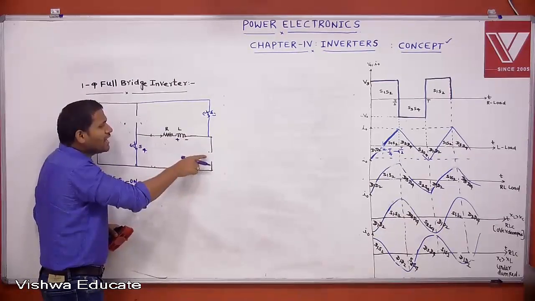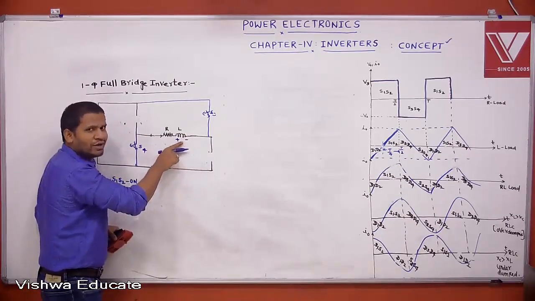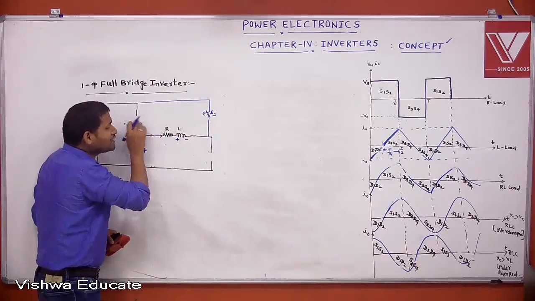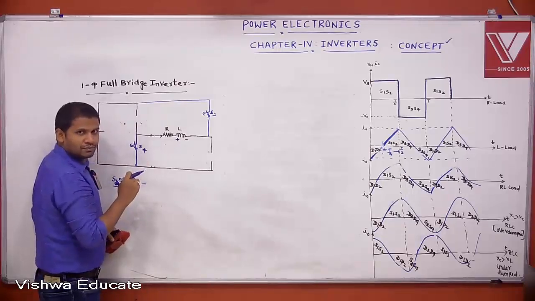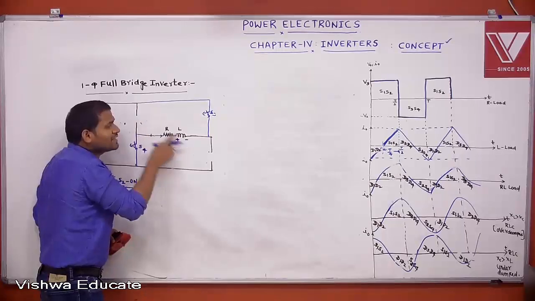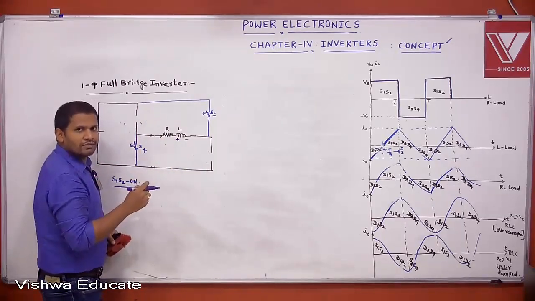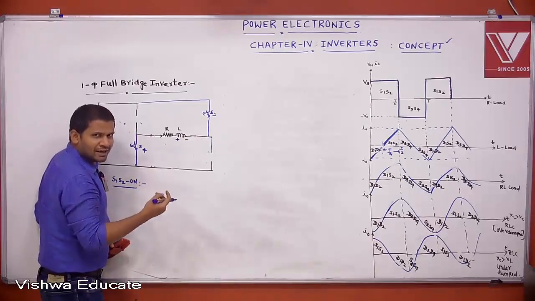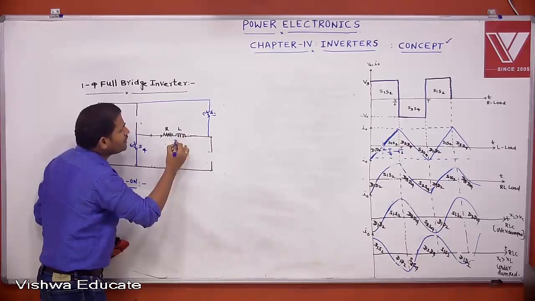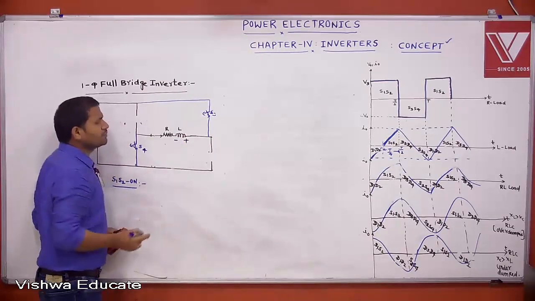During the conduction of S1, S2, inductor is storing the energy. Whenever S1, S2 is switched off, the supply to inductor is disconnected. We know the property of inductor is that it forcibly reverses its polarity. This becomes negative, this becomes positive.